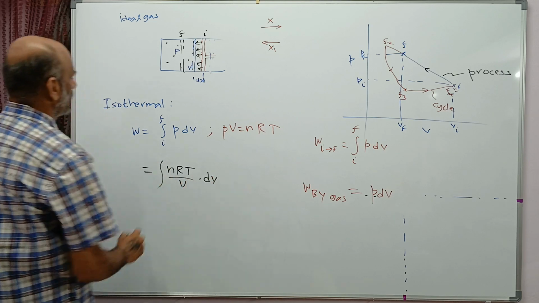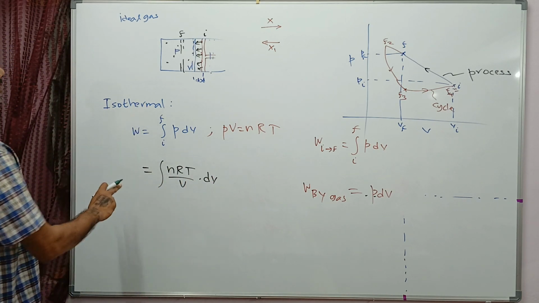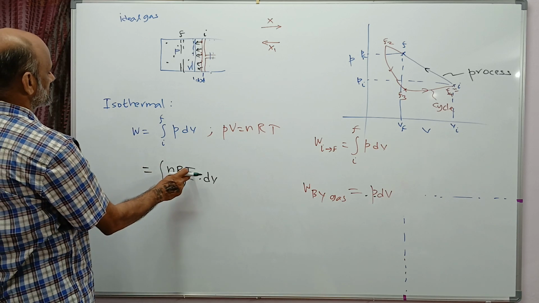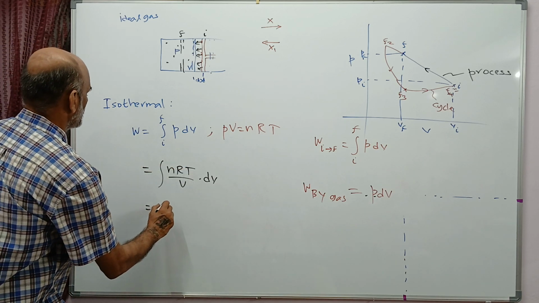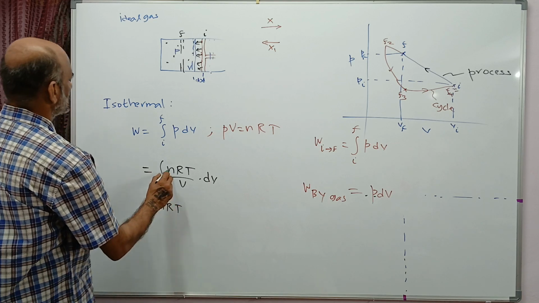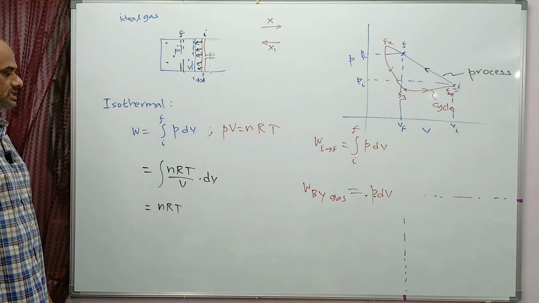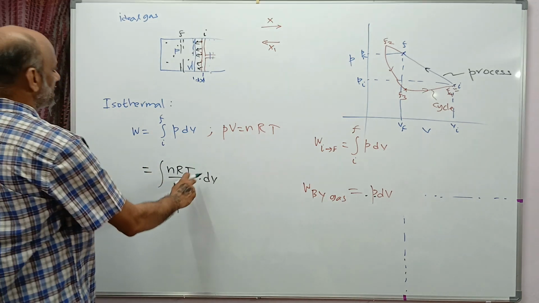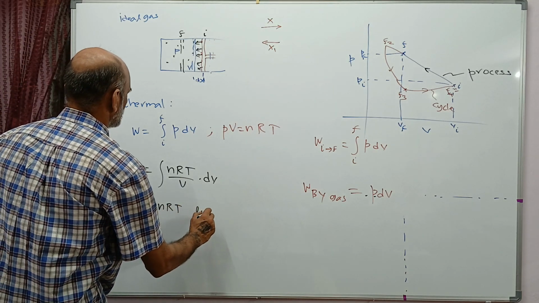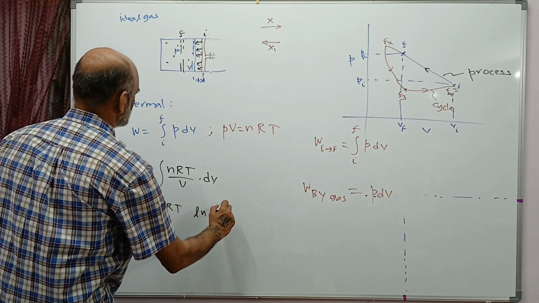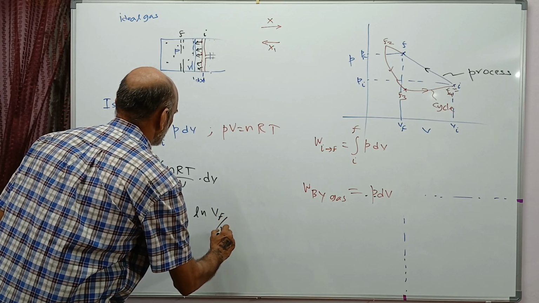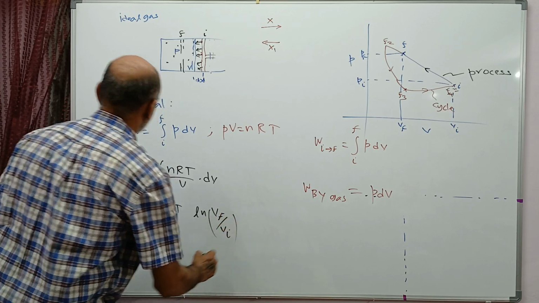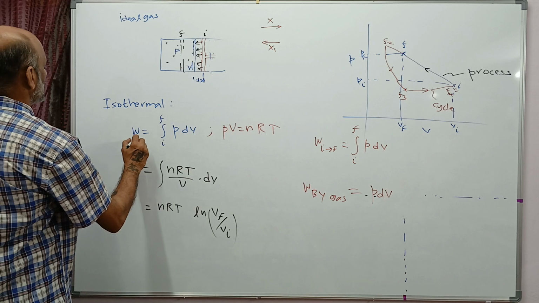The integral of nRT by V dV. Since in the isothermal process from the initial to the final state the temperature is constant throughout, T can come out of the integral sign. So this will become nRT. n, the number of moles, is constant. R, the universal gas constant, is also a number. So it's the integral of dV by V, which is ln, the natural logarithm of V, between the limits of the initial and the final state. So it will become ln of V final by V initial. So this is the work done for an isothermal process.